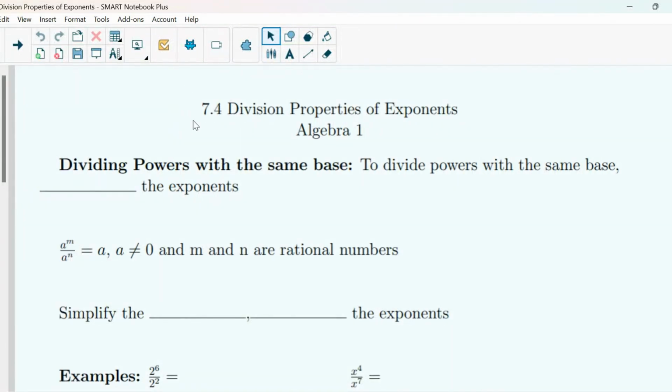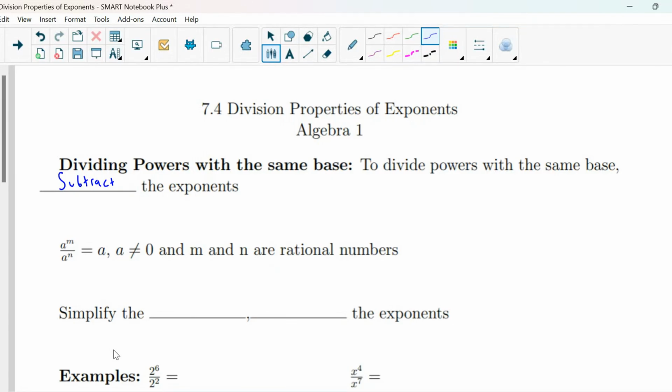Dividing exponents. So, dividing powers with the same base. To divide powers with the same base, we are going to subtract the exponents. When we were multiplying, we were adding our exponents. Now that we are dividing, we have to subtract our exponents.